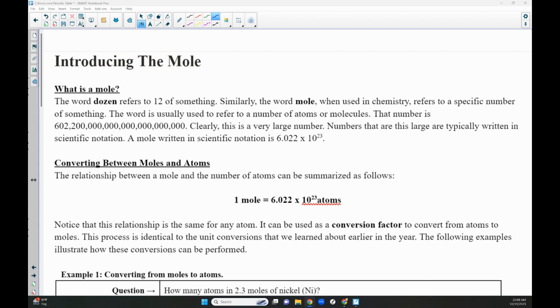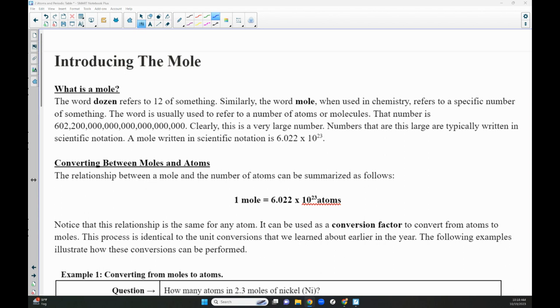Today we're going to learn how to convert from moles to a specific number of atoms. So if you're still not entirely clear about what a mole is, I encourage you to check out the more in-depth introduction to a mole video, which can be found at the study links and also on the chemistry calendar. But today I'm just going to briefly review with you what a mole is.